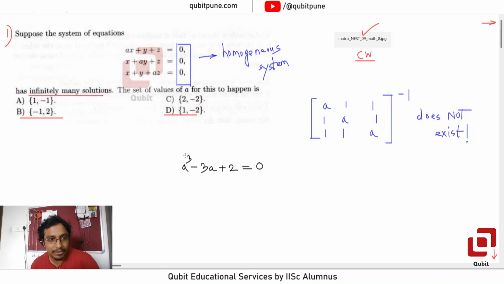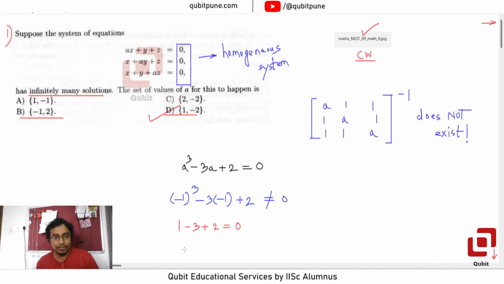I think minus 1 does not satisfy. Minus 1 cubed minus 3 into minus 1 plus 2, does it give us 0? It doesn't. So the correct option is D. Although we can quickly verify whether D also satisfies. 1 clearly does, because the sum of coefficients is 0, so 1 is clearly a root. How about minus 2?